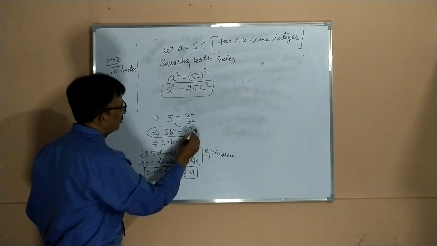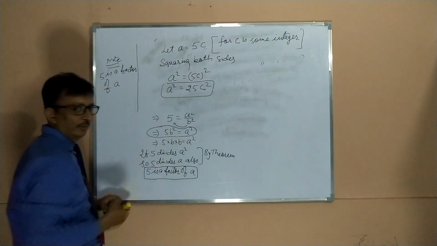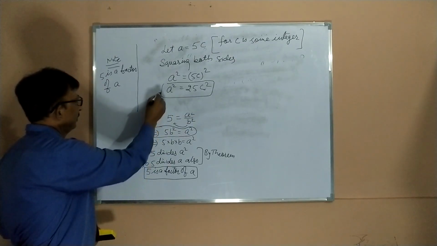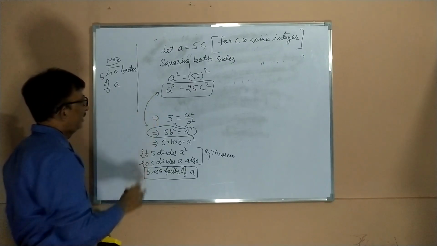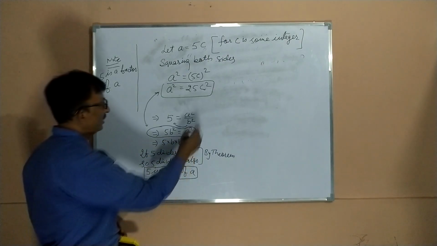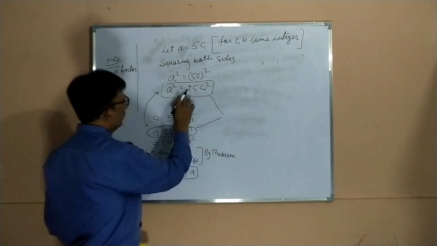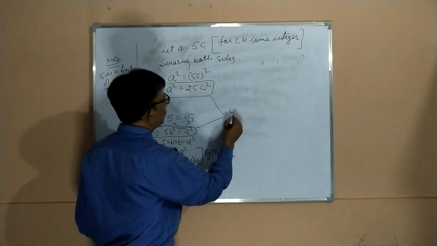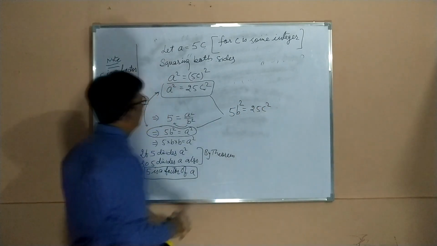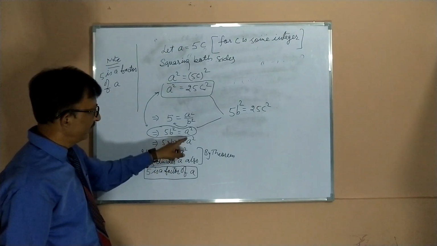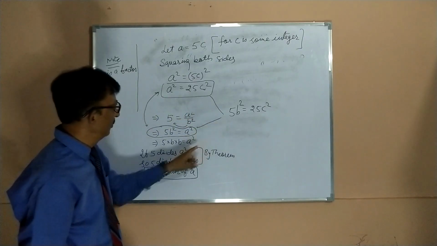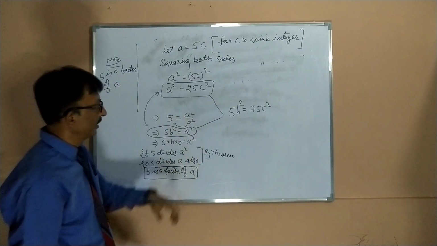Give your attention on this one. A square is equal to 5b square. A square is equal to 25c square. Equate both. When we equate both, a square is equal to 25c square, a square is equal to 5b square. This gives us 5b square is equal to 25c square.